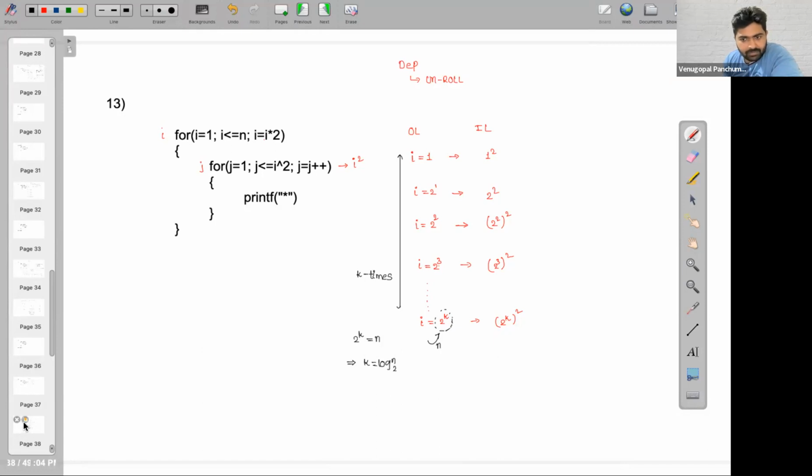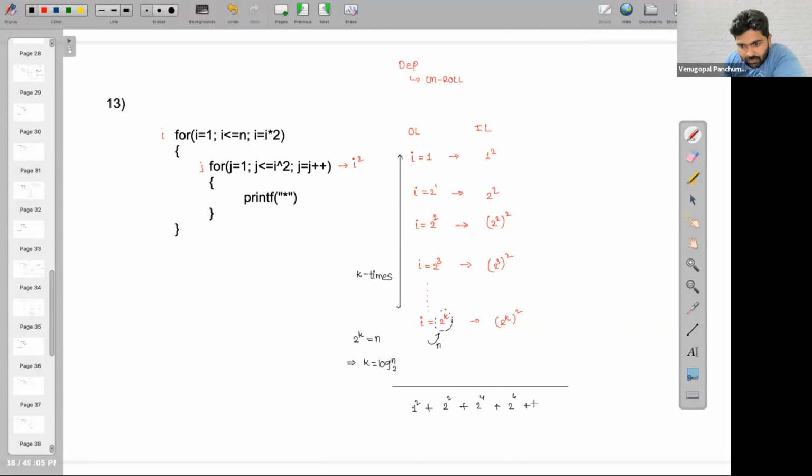Correct now? Okay. Now try to add everything, friends. Now if I add everything, see what I'm going to get here, which is nothing but 1 square plus 2 square plus 2 power 4, and I can write this as 2 power 6.